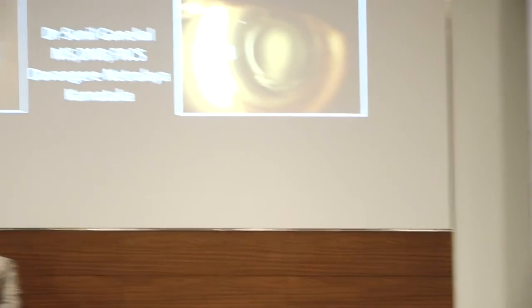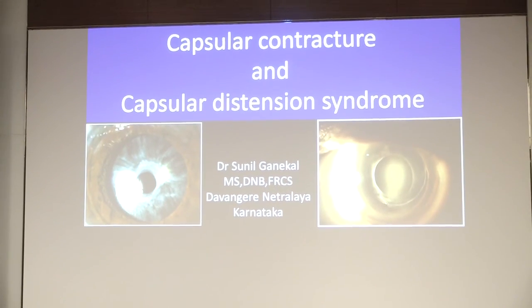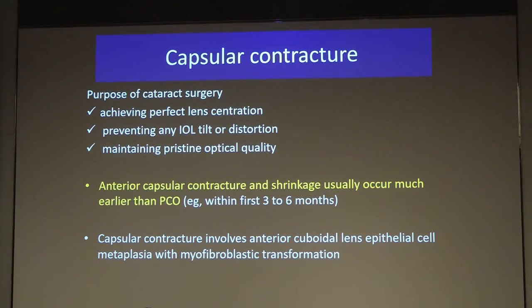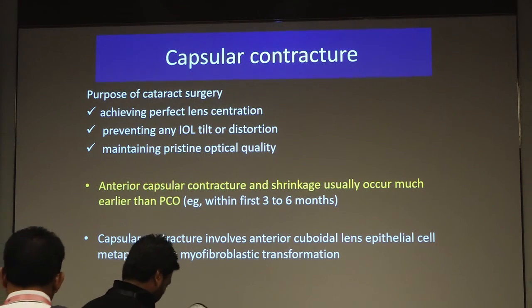Good afternoon, everyone. Two important and basic problems one tends to face with phacoemulsification. Today I'll be talking to you regarding capsular contracture and capsular distension syndrome. The main purpose of surgery, as we know, is achieving a perfect lens centration, preventing the IOL tilt and distortions, and obviously getting a pristine optical quality for a better outcome.